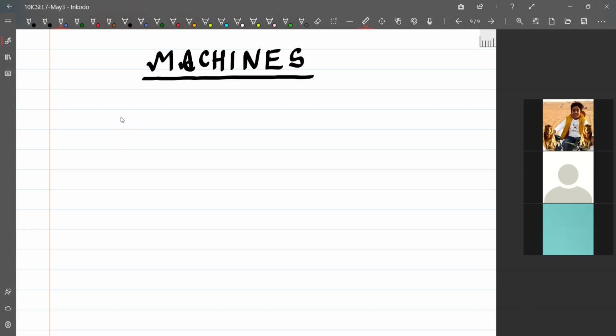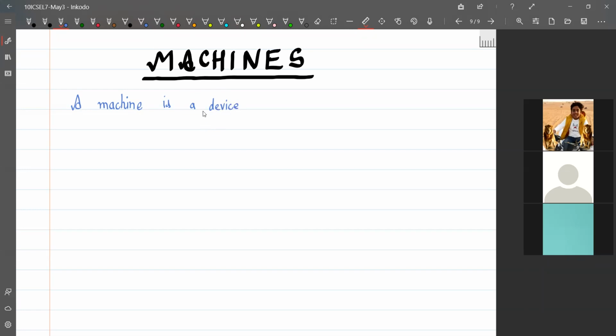For you, you cannot write this definition in the exam. For the exam, you have to write the definition that is given in your book. So I'll just write down the definition first, and then we'll understand what a machine is. The word machine does not have a very peculiar definition like force and work, but we try to define it in English. If you have something, you know whether it is a machine or not.